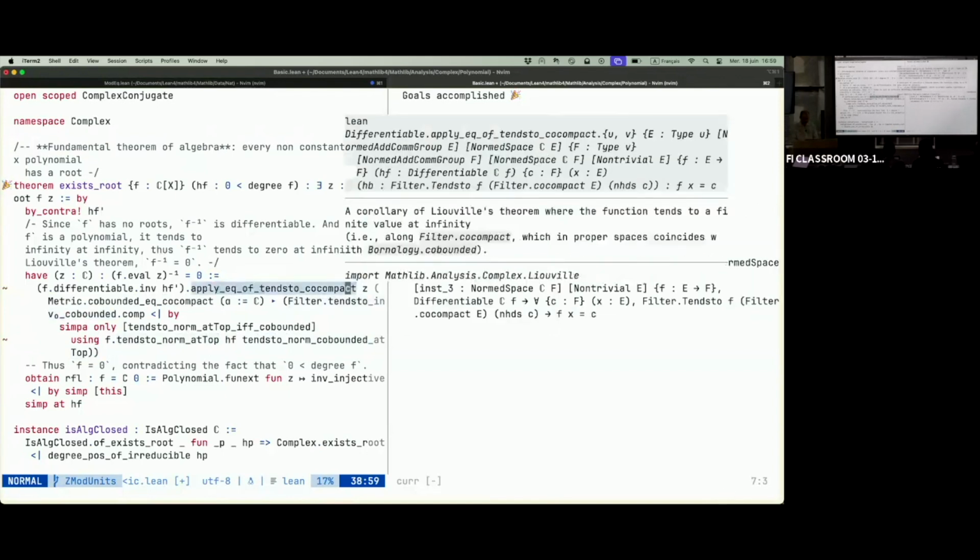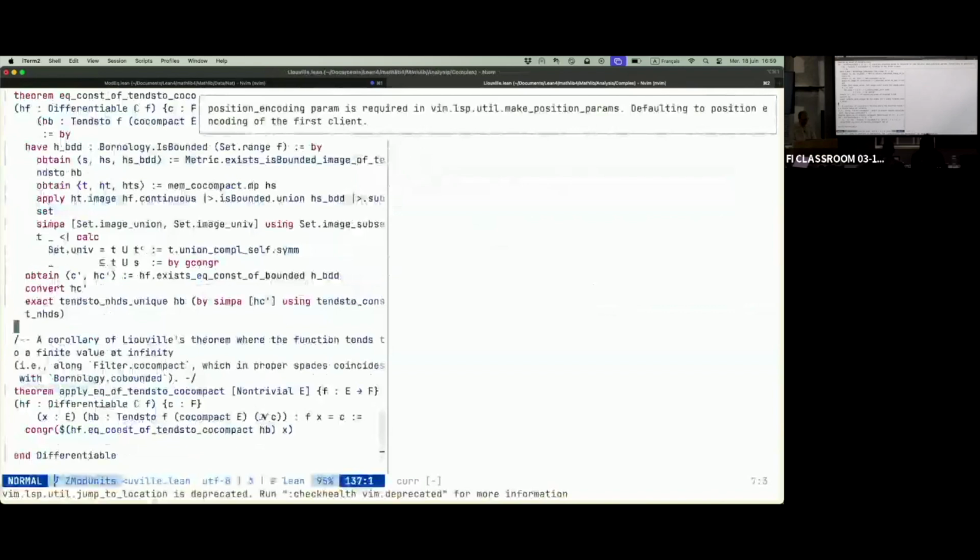The corollary, okay. It says that, oh yeah, because there is Bornology co-bounded. So at least the statement is interesting because you see, well, let's go to it. It shows how Mathlib is built.